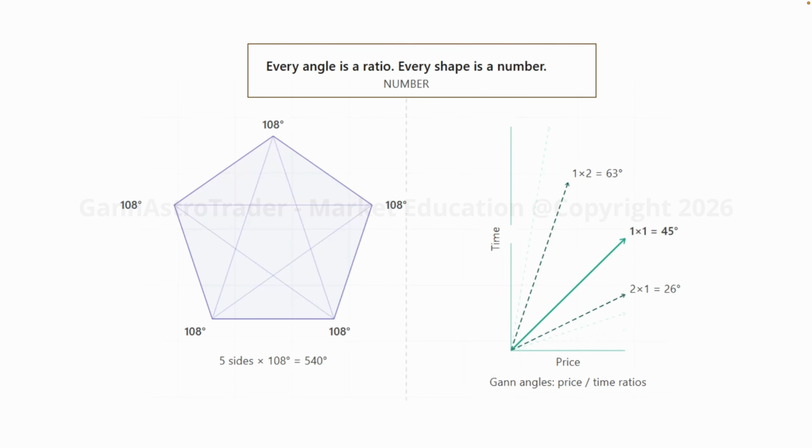So, if geometry defines structure, then number defines geometry. Every shape can be expressed numerically. Angles, proportions, and relationships are all governed by numbers. This is where Gann focused his work: not on price alone, but on the numbers behind movement.